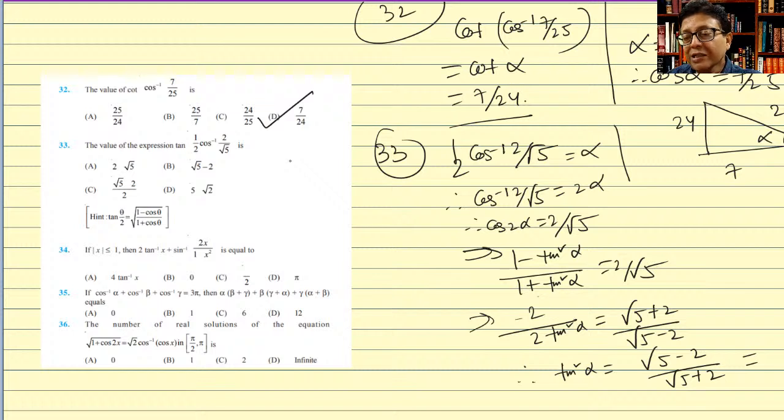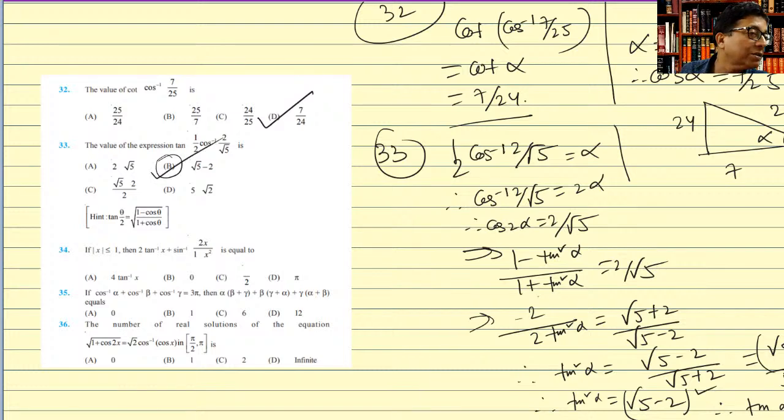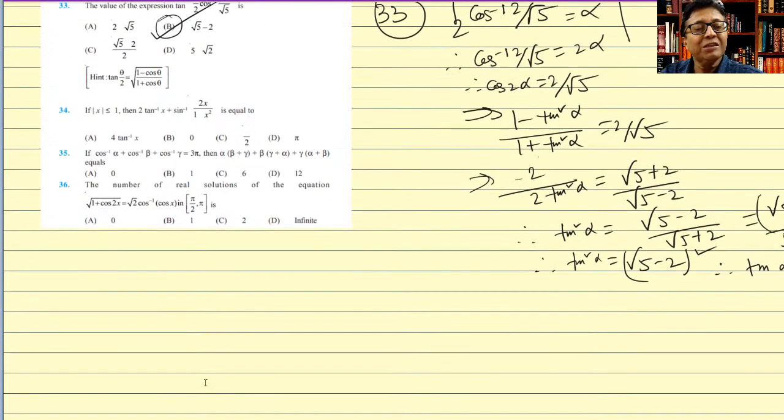Okay, rationalize it. Root 5 minus 2 whole square by 5 minus 4. I multiplied by root 5 minus 2, so it is root 5 minus 2 square. I have not missed anything. I got the answer my way. Okay? Go for number 35.